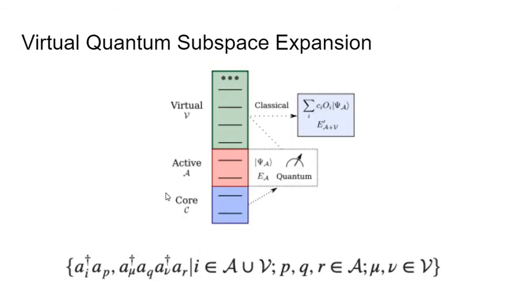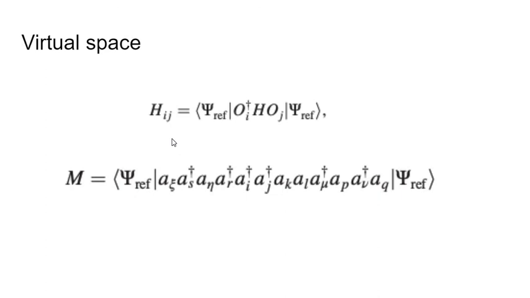In virtual quantum subspace expansion, you do not only take into account the active orbitals, you also take into account the virtual orbitals, and thus you define these additional expansion operators in this way, in linear and quadratic forms. Then, analogously to quantum subspace expansion, you calculate an unrestricted Hamiltonian, and you also have an overlap matrix in order to be able to solve the generalized eigenvalue problem and obtain a better approximation.